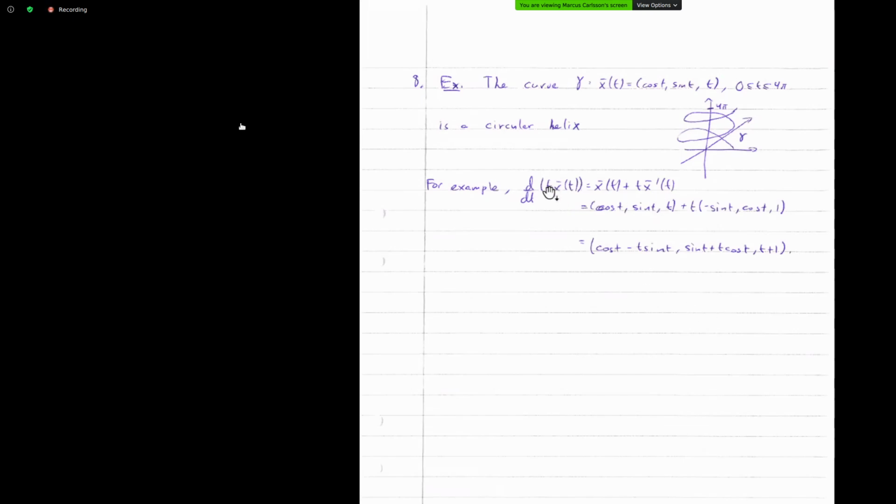Of course, we could just differentiate, write out what this is. If you have t times cosine of t, t times sine of t, and a t square, it's not very hard to differentiate that either.